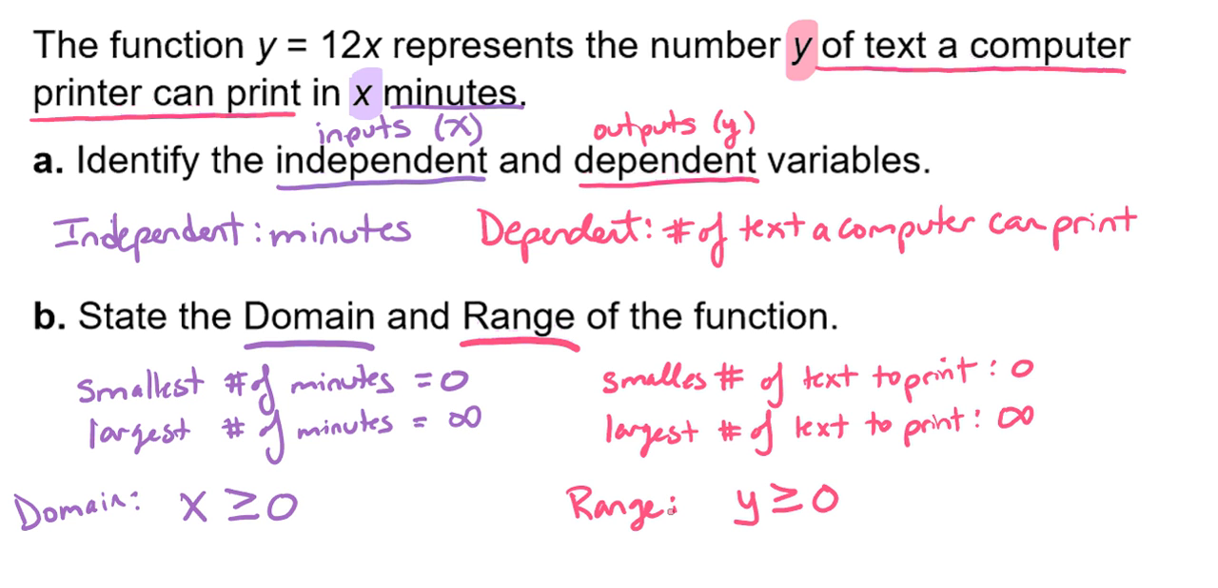So it's important to think about the context of what you're talking about. And does it make sense to be negative or even 0 sometimes?